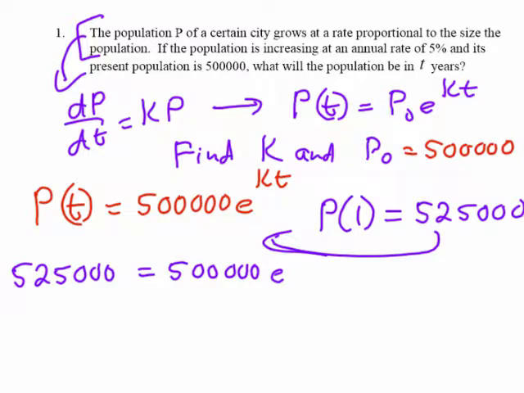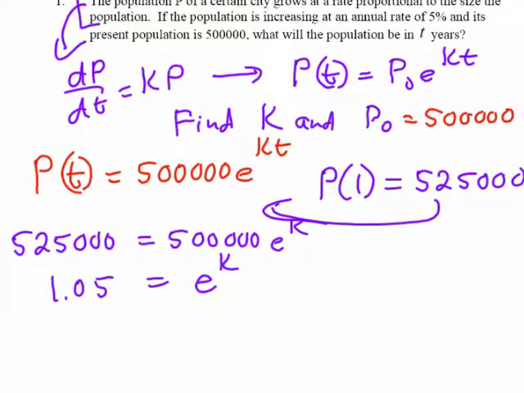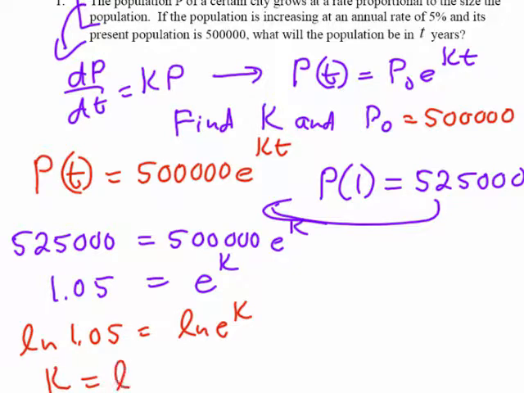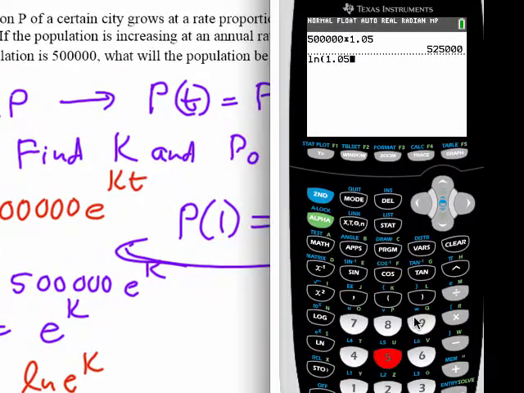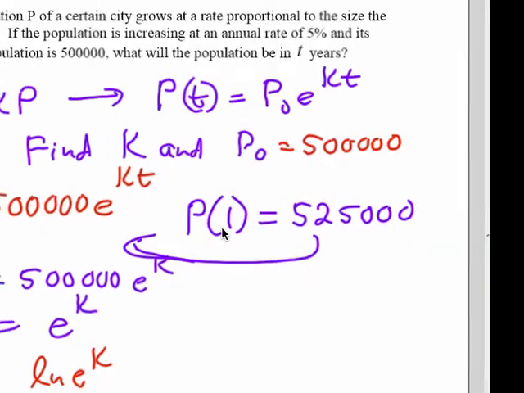Time is 1, so 1 times k makes my exponent k. Divide both sides by 500,000. That's 1.05 equals e to the k. Solve for k by taking the ln of both sides. That's going to mean that k is exactly ln of 1.05, which it might be interesting just to see what decimal value that is. .0488.